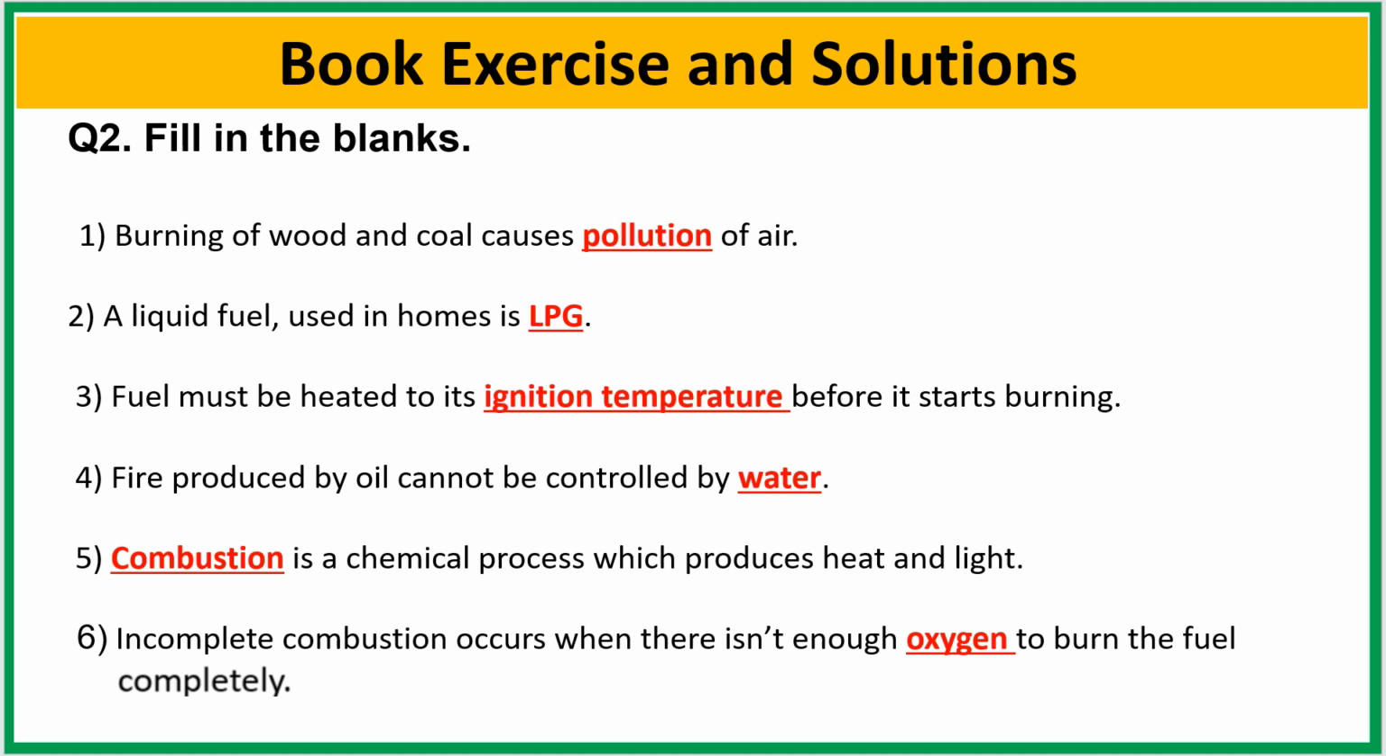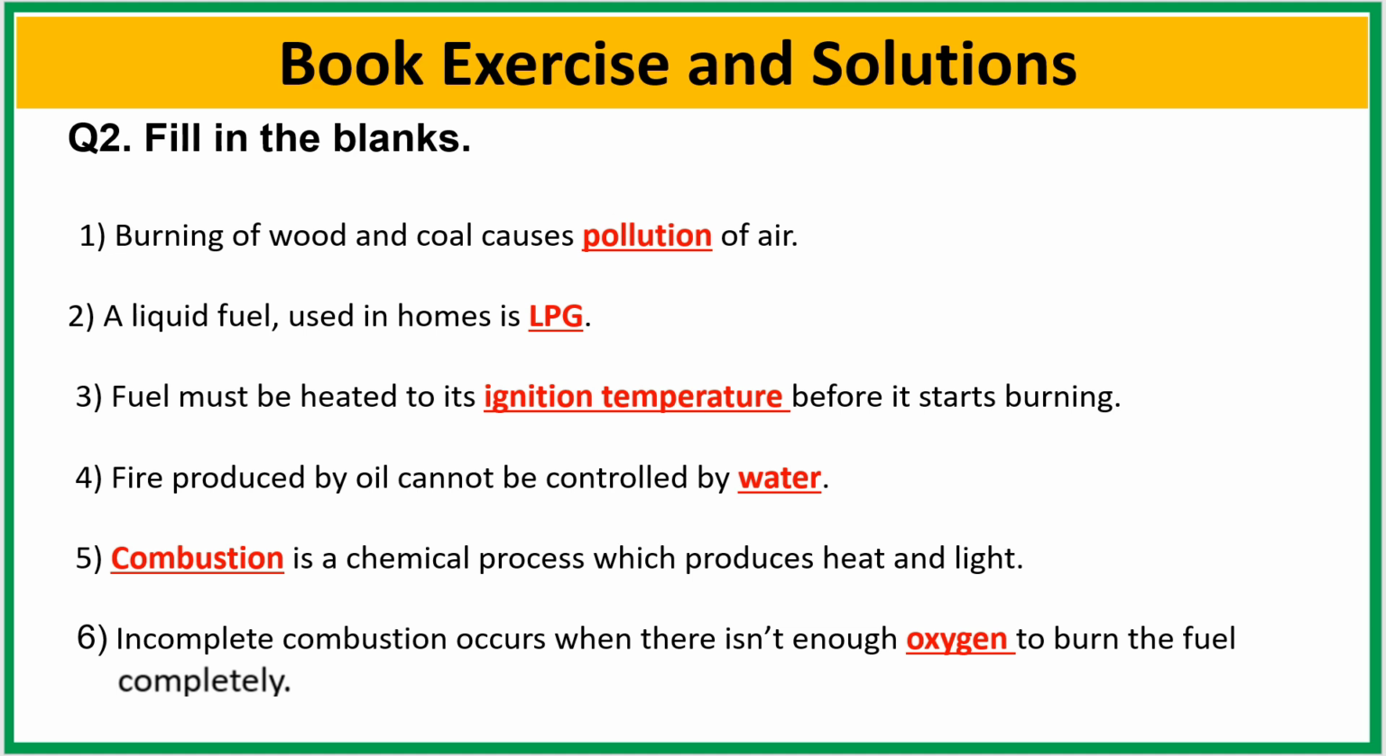Question number 1. Burning of wood and coal causes dash of air. So burning of wood and coal causes pollution of air. Here wood and coal both are combustible substances. Second one, a liquid fuel used in home is dash. A liquid fuel used in home is LPG. What is the full form of LPG? Liquefied petroleum gas. In question number 3, fuel must be heated to its dash before it starts burning. So the answer is ignition temperature.